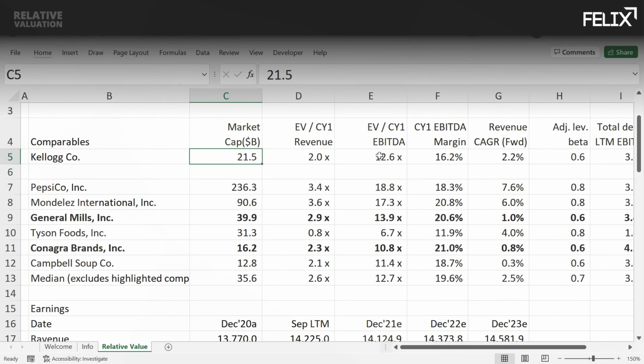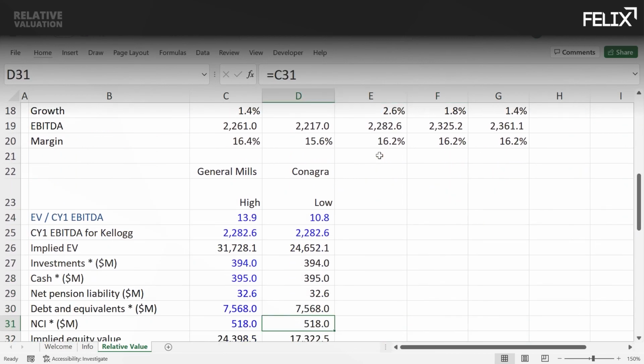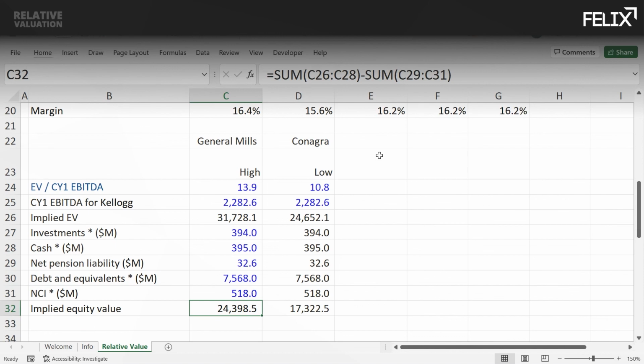Kellogg currently is trading at about $21.5 billion. So it certainly looks as though it's fairly valued. The only hesitation I have there is that it's growing at a faster pace than both General Mills and ConAgra, although its margins are weaker. Now, on balance, I think the market probably puts slightly higher focus on growth, so I probably would be happy with it trading towards the higher end of that valuation range, and it is at the moment $21 billion.